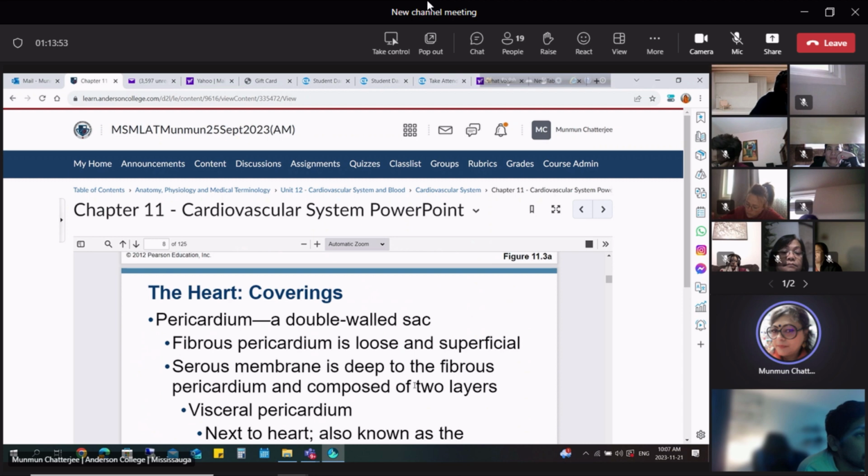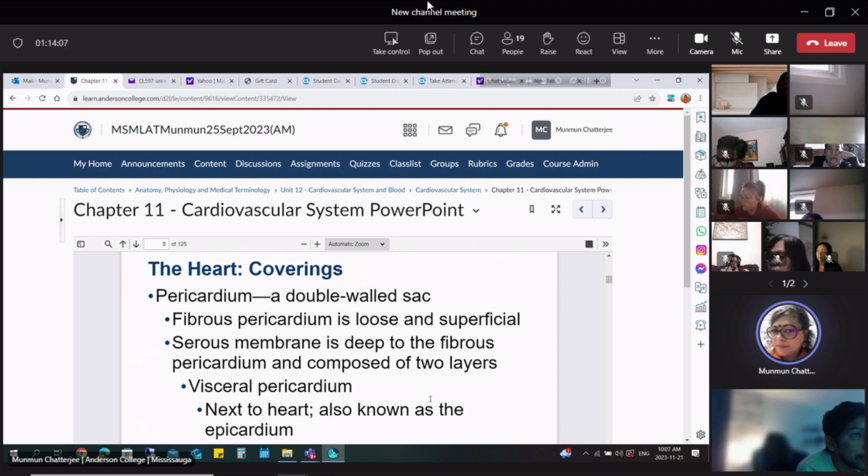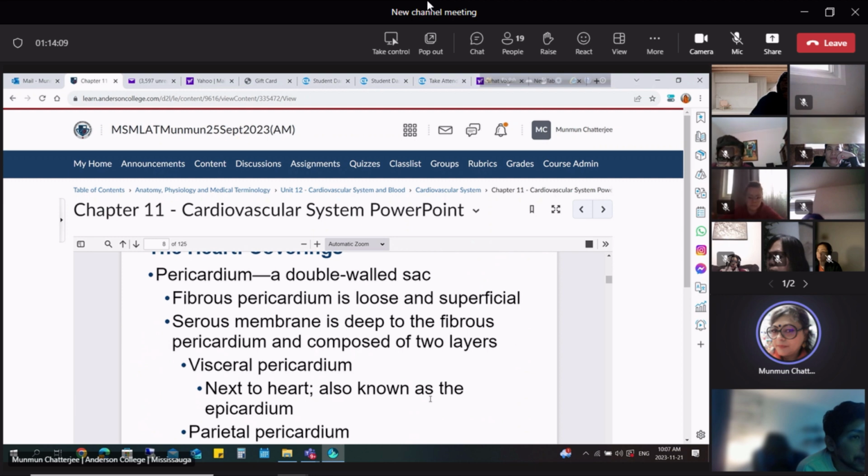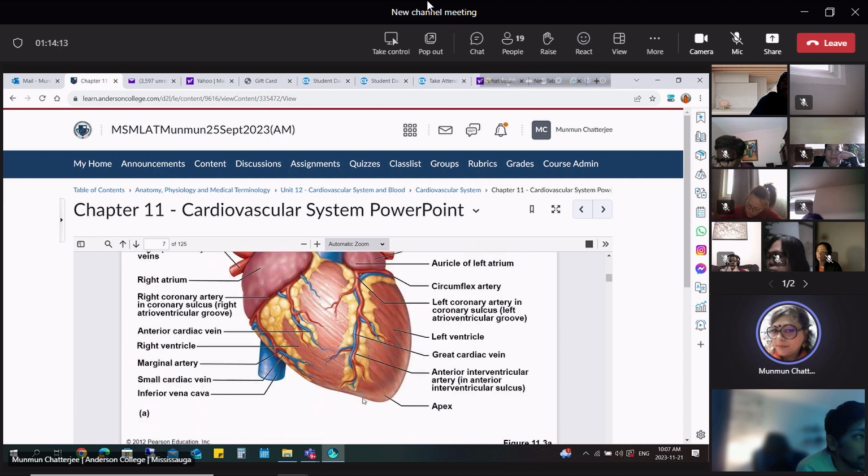So the pericardium is a double-walled sac. We have already learned that the fibrous pericardium is loose and superficial. The serous membrane is deep to the fibrous pericardium and composed of two layers. It has the visceral pericardium, which is next to the heart, also known as the epicardium.